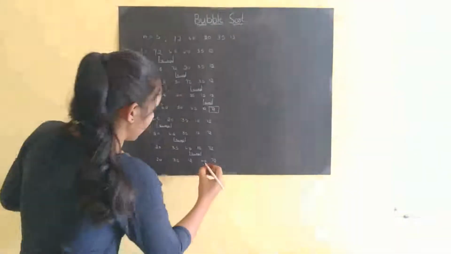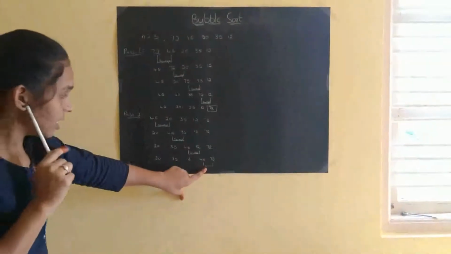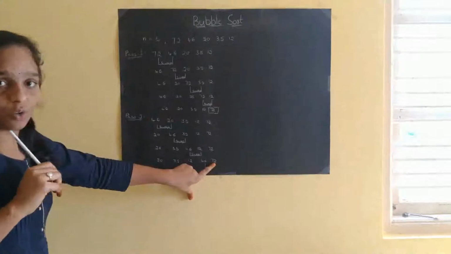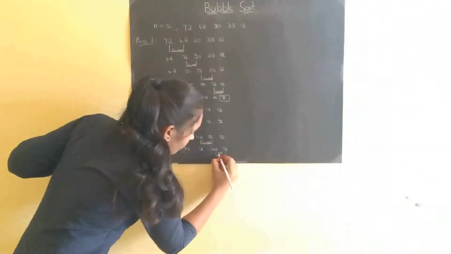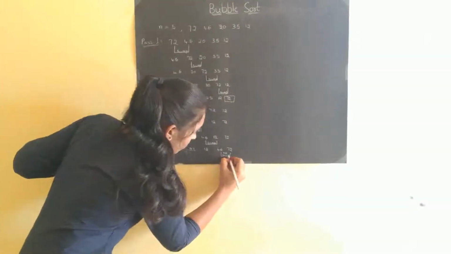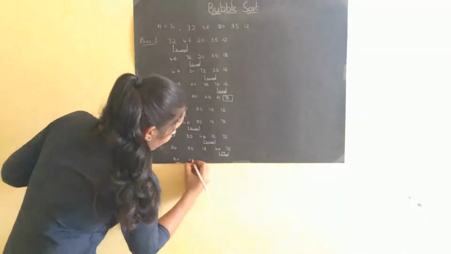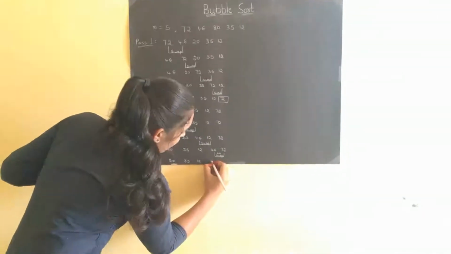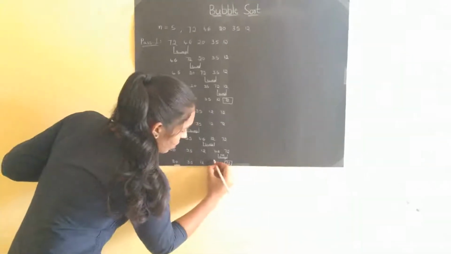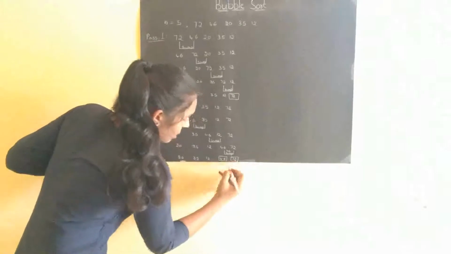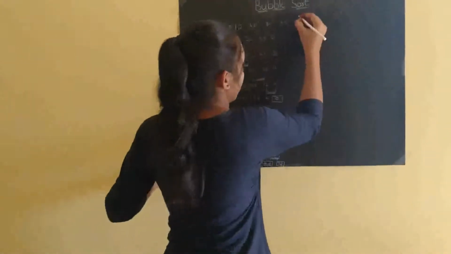Next we are comparing 46 and 72. 46 is less than 72, so we don't want to swap here. No swapping, and the result will be the same: 20, 35, 12, 46, 72. Here we can observe that the last two largest numbers are in the last two positions. Next we go with pass three.